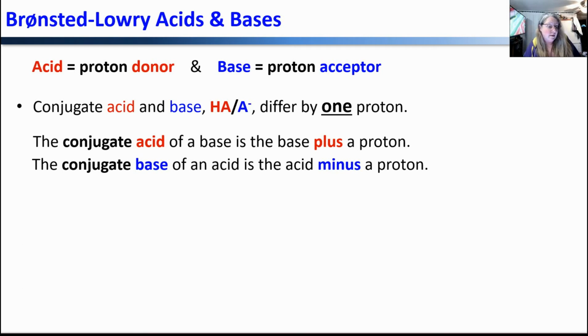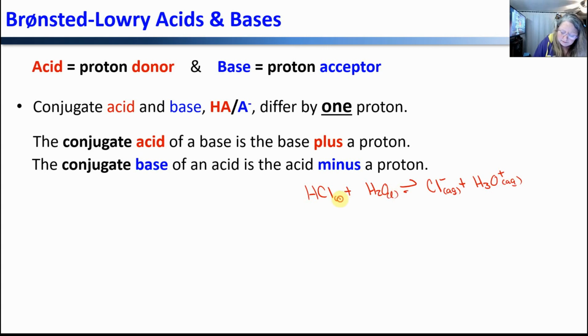Let's do that. So if I have HCl and I react that with water, what do I get? I'm going to get chloride ion, Cl minus, plus H3O plus, aqueous. Right, so what's gone on here?